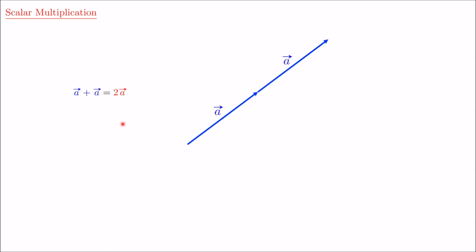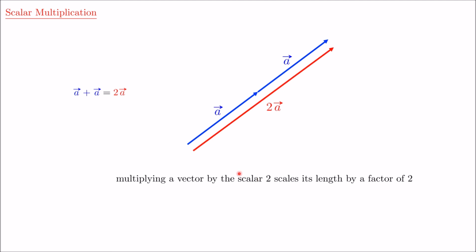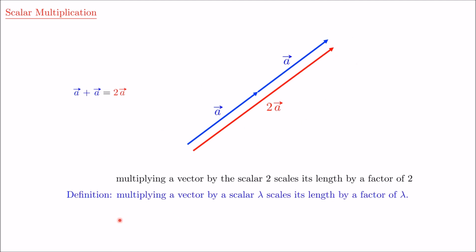And let's see this geometrically. So we're taking a vector and adding itself to it. So the end result will look like this. So this is the vector 2a. So you can see that when we take a vector and we multiply it by a scalar of 2, what happens is we're stretching the original vector and increasing its length by a factor of 2. So just from this example, we're going to make a definition, and that's going to be when we try to multiply a vector by a scalar lambda, we're going to scale its length by a factor of lambda.